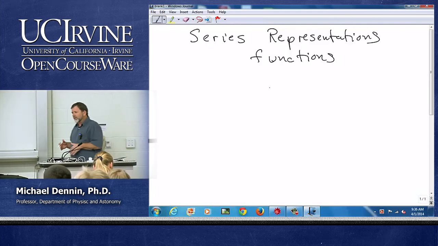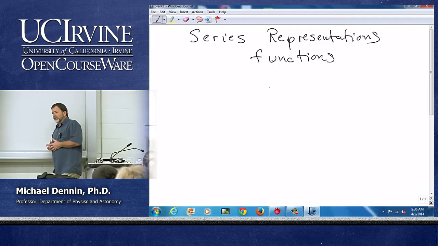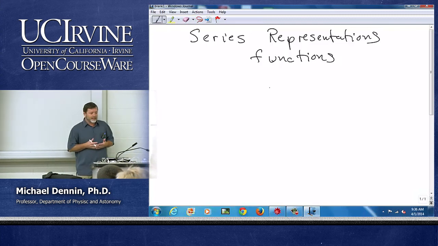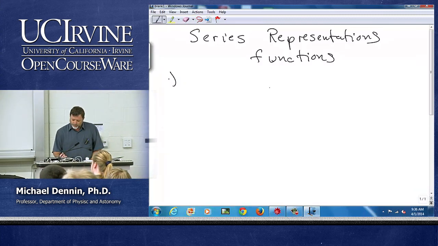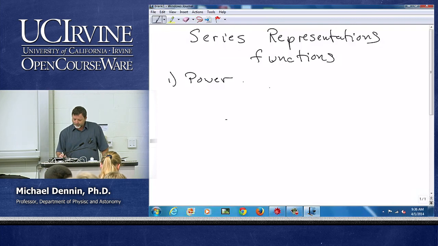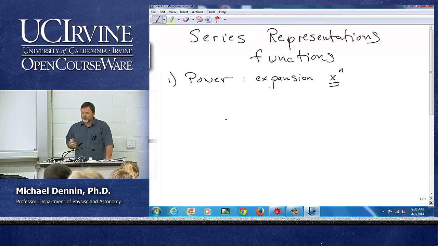What I want to focus on is, in preparation for doing Fourier series and linear vector spaces, the idea of a series as an expansion in a basis. So we are used to power series, which are often called Taylor series or Maclaurin series, where you do your expansion in powers of x to the n. And we'll review briefly the Taylor series.